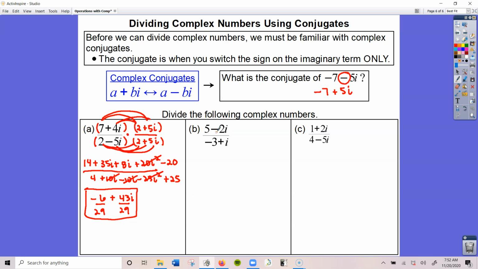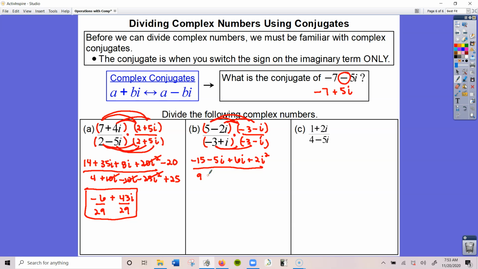For 5 minus 2i over negative 3 plus i, I'm going to multiply by negative 3 minus i to both the numerator and the denominator. Remember, we're going to have to FOIL now. I'm going to distribute this 5 and then distribute the negative 2i. And that would give me negative 15 minus 5i plus 6i plus 2i squared. And this is going to be over negative 3 times negative 3 is 9.